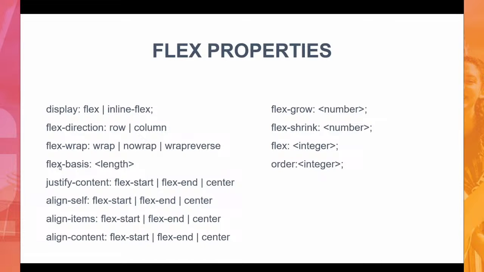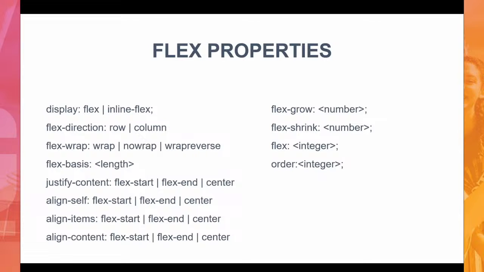Flex basis is basically the same as width. You can assign a width to each of your flex items. Justify content. So basically, if we want it to align to the left, we can say flex start. The right would be flex end. We can also do center. And then we have a bunch of other alignments, like align self. This basically allows the default alignment to be overridden for individual flex items.